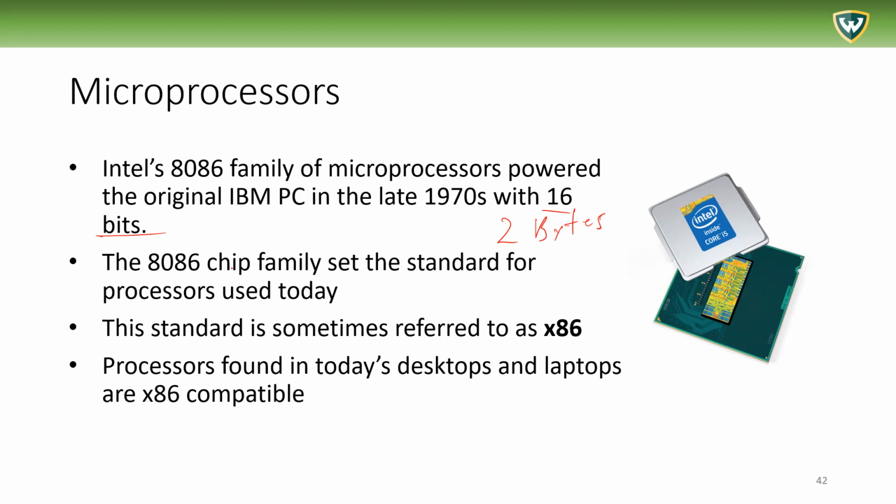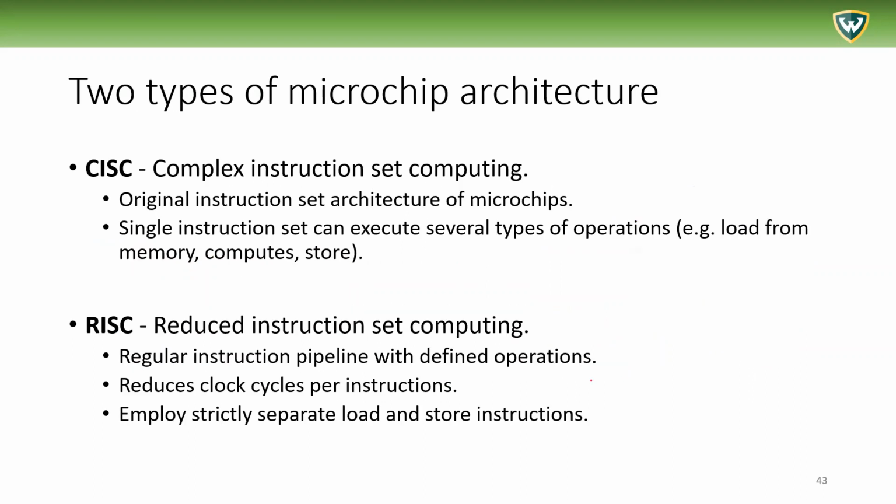The 8086 chip family set the standard for processors used today. So it's something about the architecture that set the standard. We're not going to go deep into this, but we just mention some things that are broad and useful to know about microprocessors. The standard is sometimes referred to as x86. So if you see x86, that means the modern, often used standard for chip architecture. Processors found in today's desktops and laptops are usually x86 compatible.